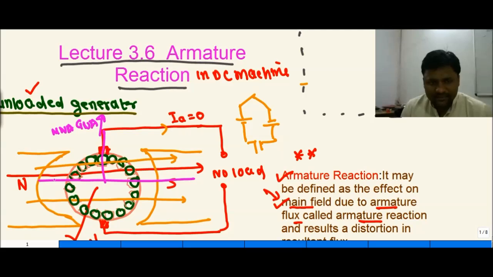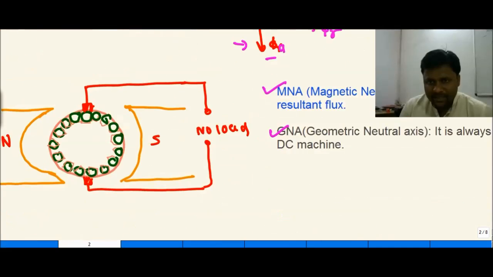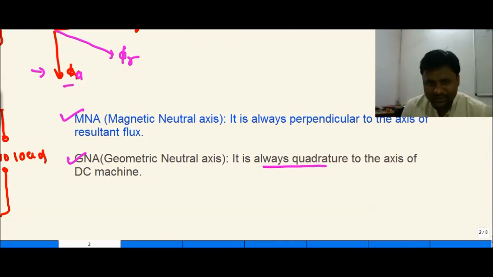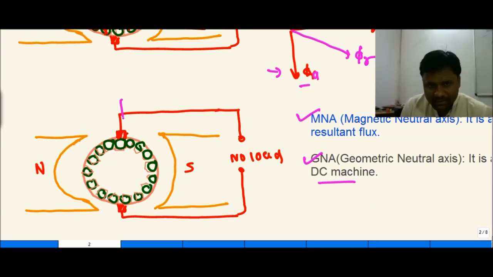So MNA is the axis which is perpendicular to the main field axis. GNA is the geometric neutral axis. It is always quadrature to the axis of the DC machine. So the GNA basically remains constant. Previously this is GNA and this is MNA. Now the resultant flux is going to be changed like this fashion.